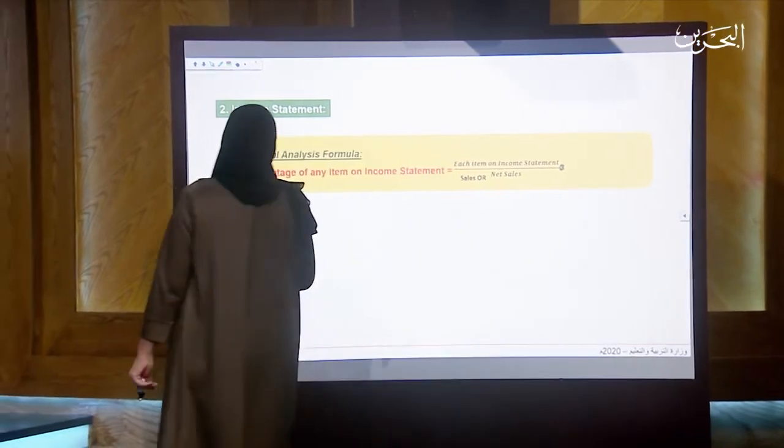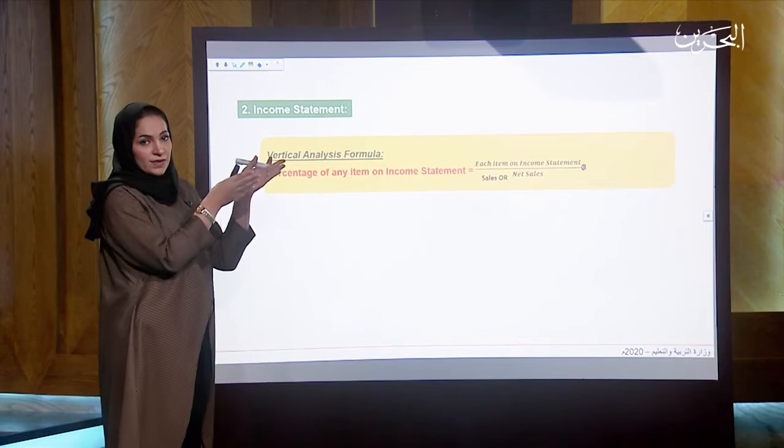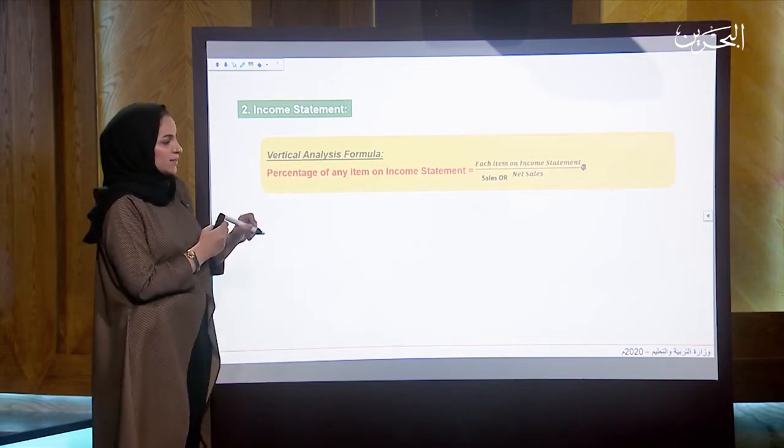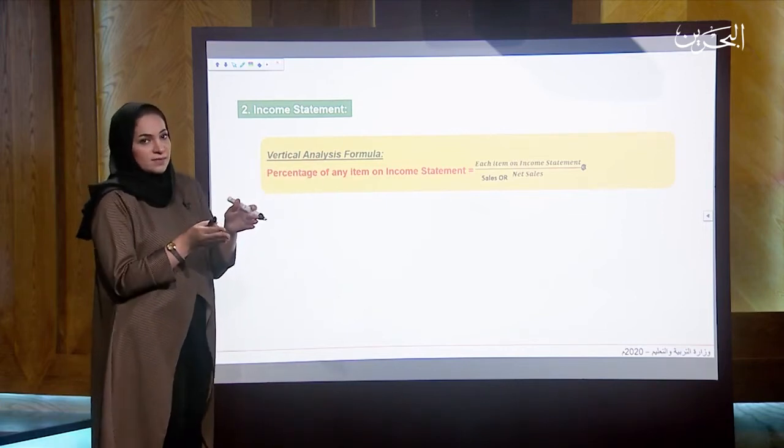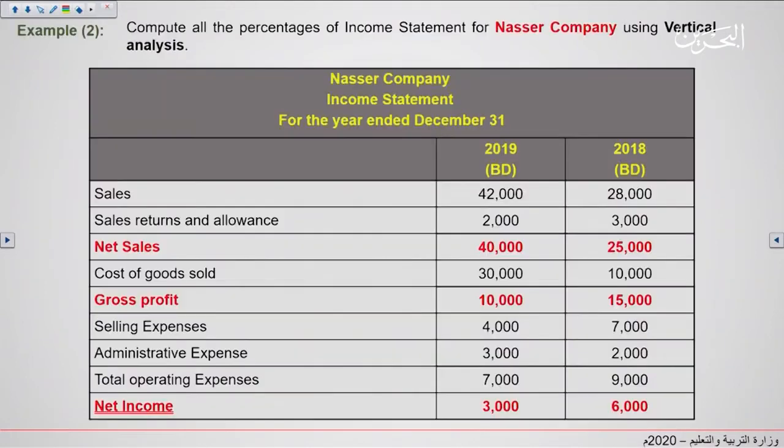For the income statement, we have just one formula: any item of the income statement divided by sales or net sales. You can use either one of them. Okay, let's see. The income statement says, compute all percentages of the income statement. Also, we have 2019 and 2018.